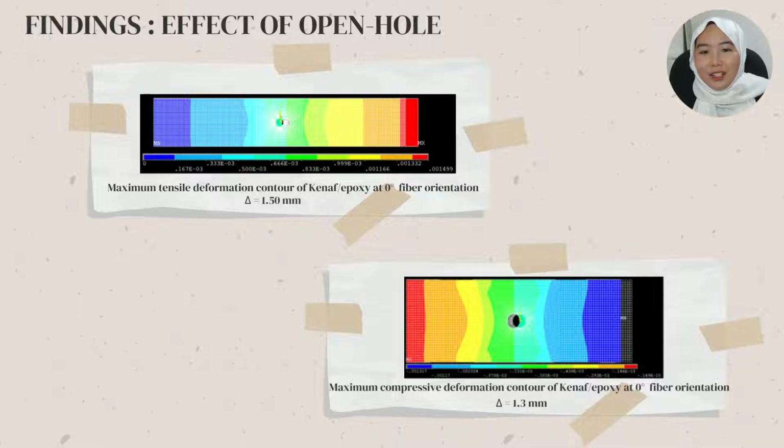Under tensile load, the specimen elongates and the circle shape of the hole stretches into an ellipse shape in the tensile direction. Meanwhile, as compression load is exerted on the specimen, its length shortens and the circle shape flattens into an ellipse shape in the transverse direction.